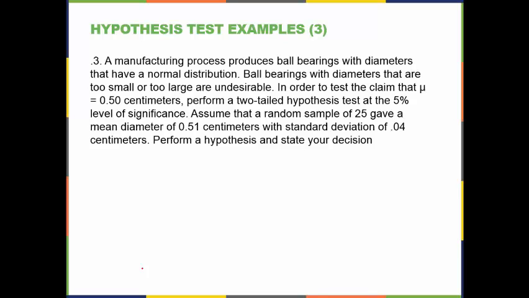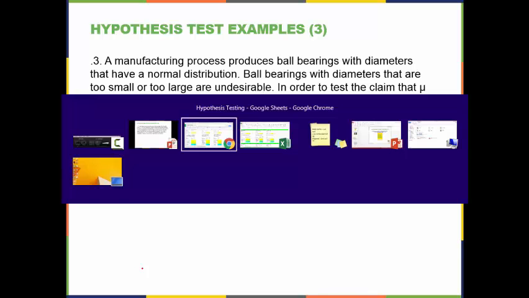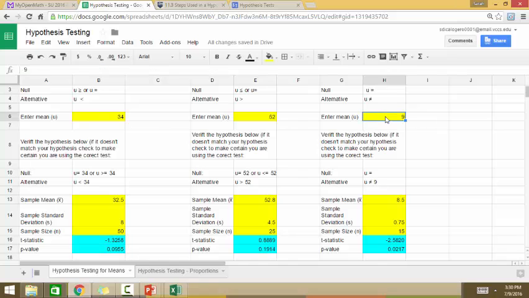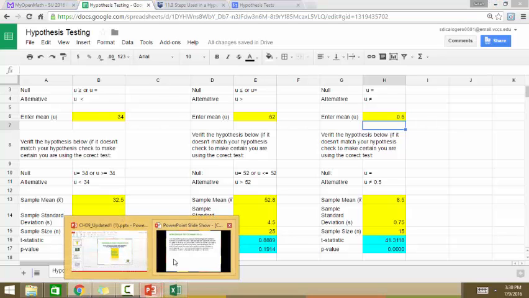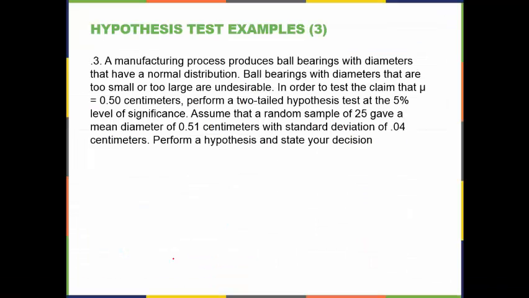Okay, I'm going to skip this one. This is a two-tailed test, but again, we would go over to the two-tailed. Mu is equal to 0.5, n is 25, so 0.51, 0.04. So here we go. I think it was 0.5. I already forgot. 5% level of significance, 25, 0.51, 0.04.